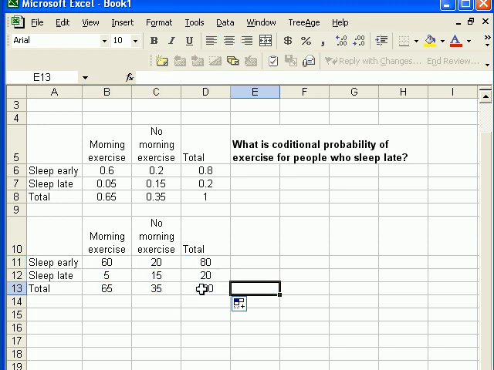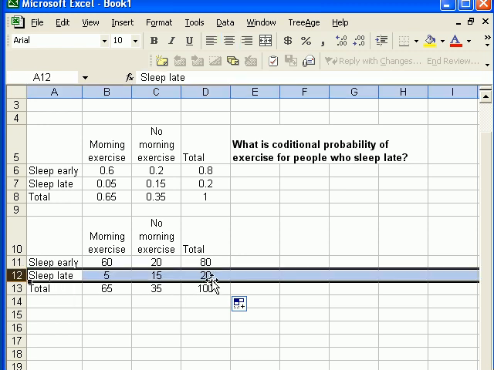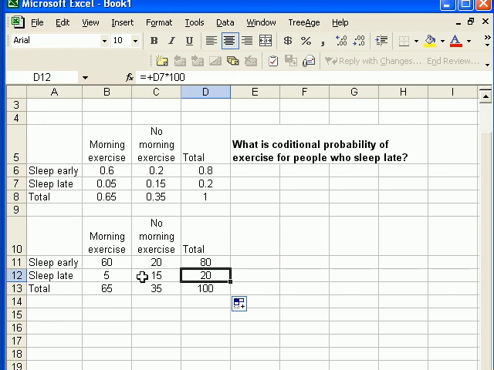So now we see that we have 100 people, 60 of them slept early and exercised in the morning. 15 of them slept late and did not exercise in the morning. Now we want to go with the conditional probability. We are focused on these 20 people. These 20 people are what we care about. Let me highlight this area. So these are the people that we want to see what percentage of actually exercise.